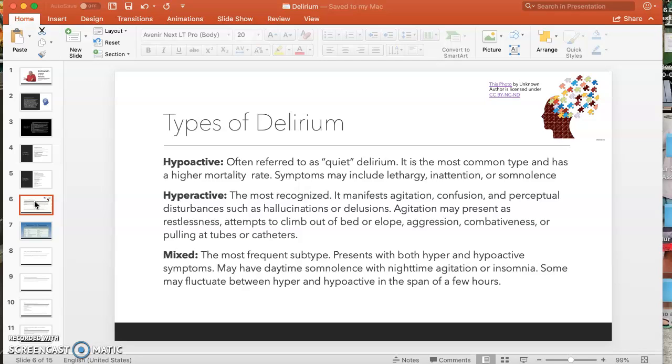There's a mixed type of delirium. The most frequent subtype, it presents with both hypoactive and hyperactive symptoms and may have daytime somnolence with nighttime agitation or insomnia. Some may fluctuate between hypoactive and hyperactive in a span of a few hours.